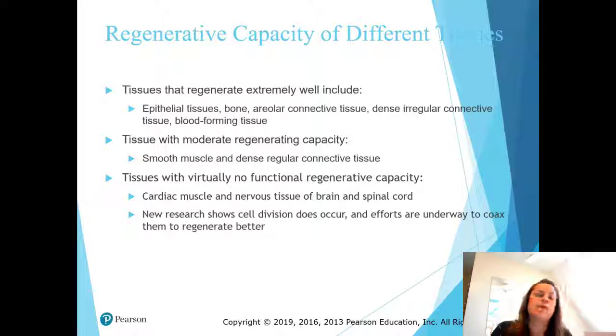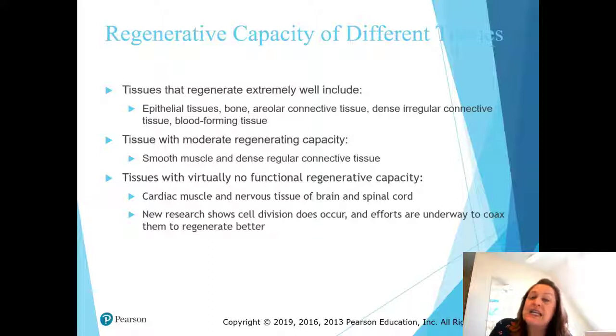Now, why is this? When we think about the tissue types as they're listed in this slide, the ones that regenerate extremely well have a very well vascularized, nutritionally supportive area. Even though epithelia doesn't have blood in it, it's very well supported by the connective tissue underneath it. Bone, very vascular. Areolar, very vascular. When we think about cardiac muscle, nervous tissue, and brain, no regeneration capacity whatsoever. Why? Cardiac muscle is very vascular, but it doesn't repair itself.